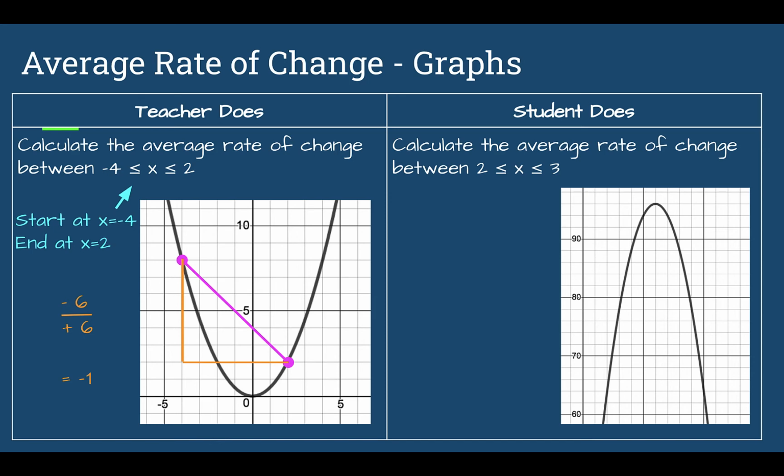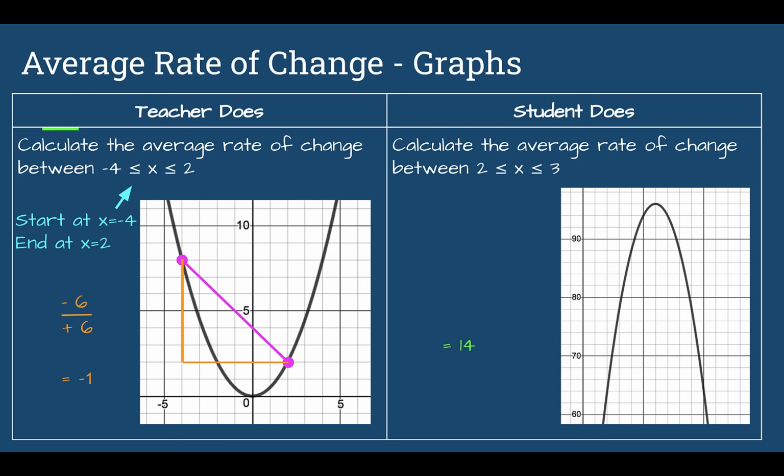Now it's your turn again. Pause the video. What is the average rate of change for that given interval? Let's check. You should have got 14.